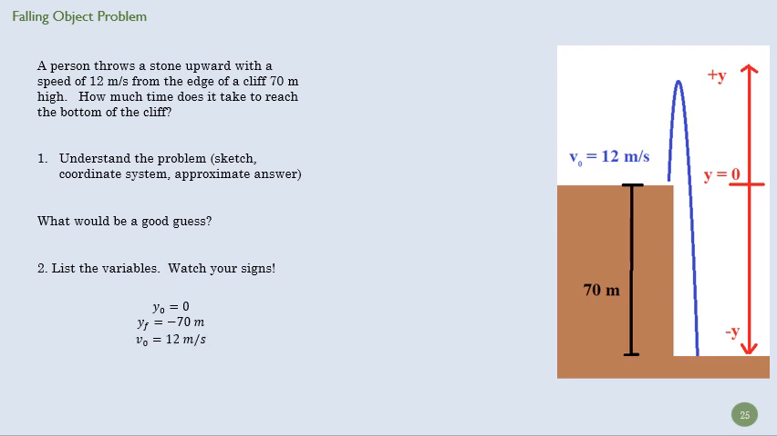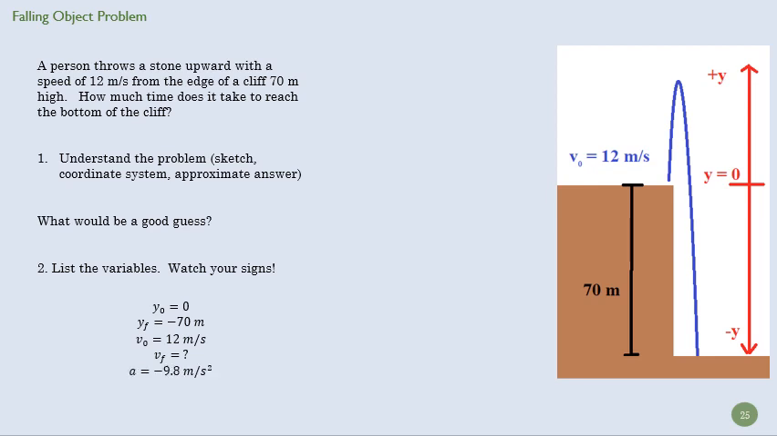V naught is 12 meters per second, and again, is this in the positive or negative direction? Well, initially, that initial velocity is in the positive direction. We would expect that the final velocity would be in the negative direction, because at this point, the stone is moving down. But we don't know that final velocity here, and so we have to leave that one as an unknown.